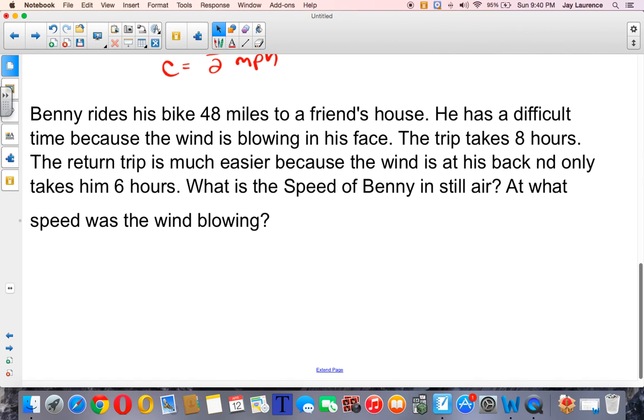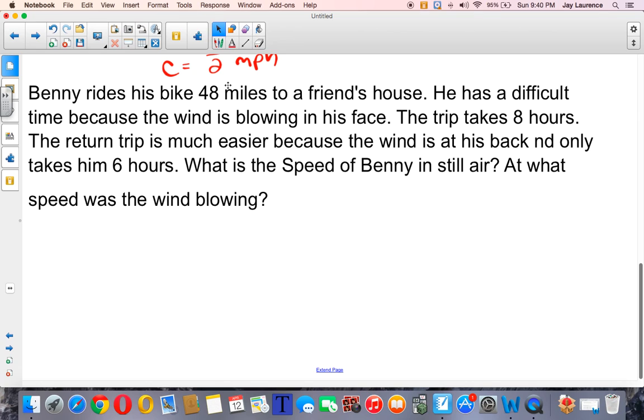This story says Benny rides his bike 48 miles. Oh, there's a distance. Let's mark it. Distance. Excuse me. To a friend's house. He has a difficult time because the wind is blowing in his face. The trip takes 8 hours. There's time. The return trip is much easier because the wind is at his back and only takes him 6 hours. There's another time. What is the speed of Benny in still air? At what speed was the wind blowing?